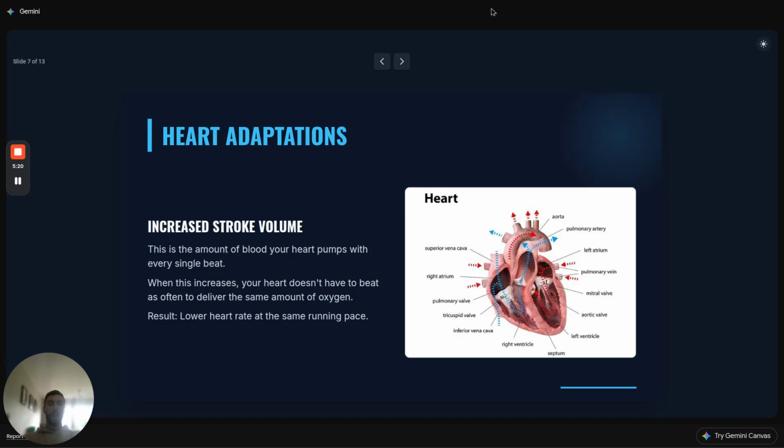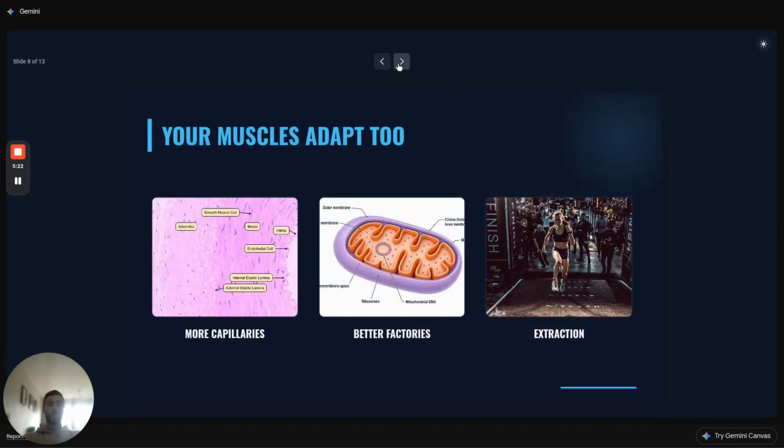But that's only half of the story, because your muscles adapt too. So with consistent endurance training, you can develop more mitochondria and better functioning mitochondria. So remember what the mitochondria are doing. They're helping you produce ATP aerobically. So having greater mitochondrial capacity means your muscles have a greater ability to use oxygen and produce energy aerobically.